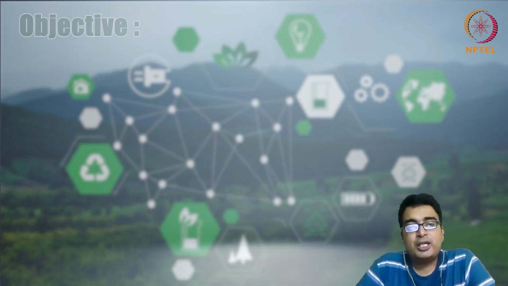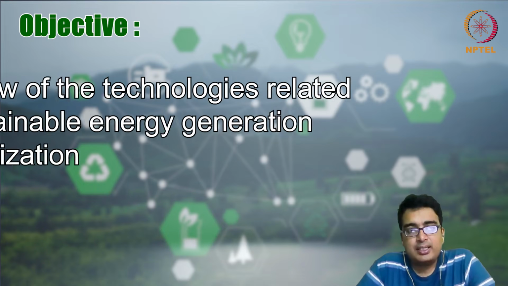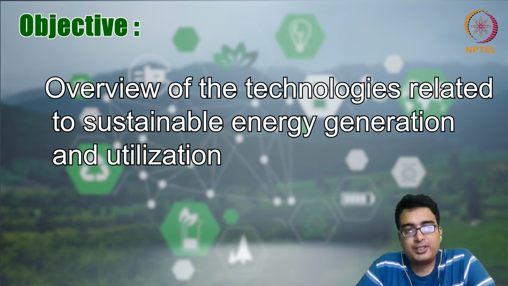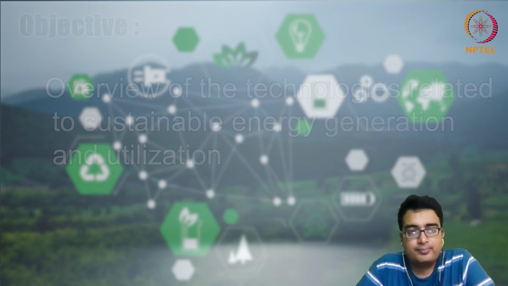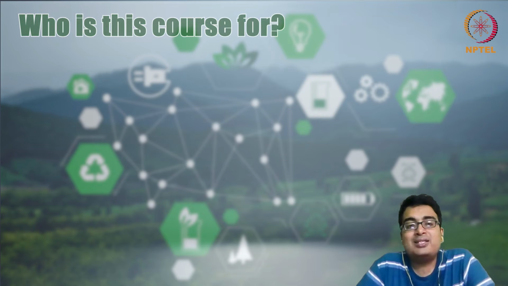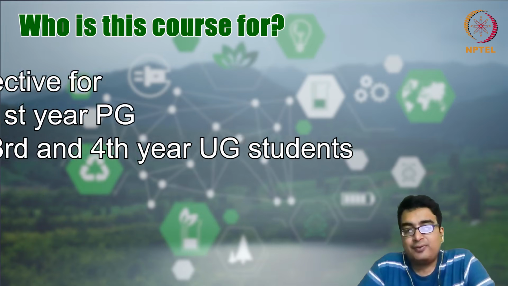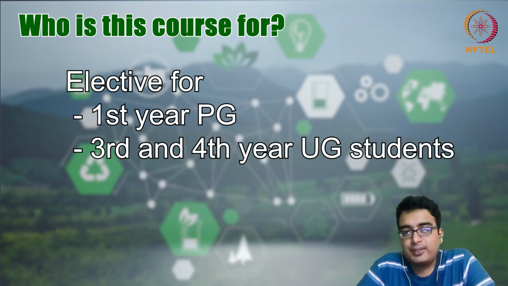The first objective of the course, as we discussed, is to provide a broad overview of the technologies related to sustainable energy generation and utilization, as well as what the relative function is within the energy ecosystem. This course is suitable as an elective for first-year postgraduate and 3rd and 4th-year undergraduate students interested in the field of energy technology.